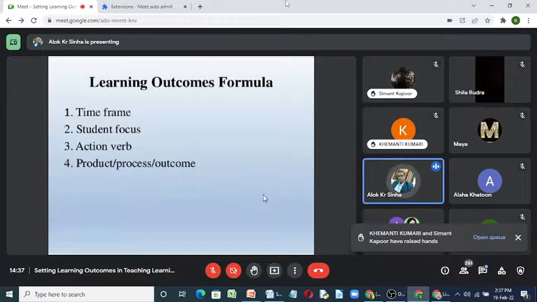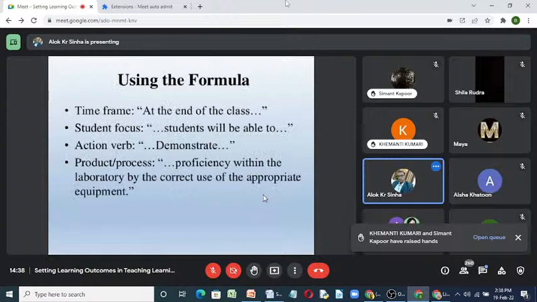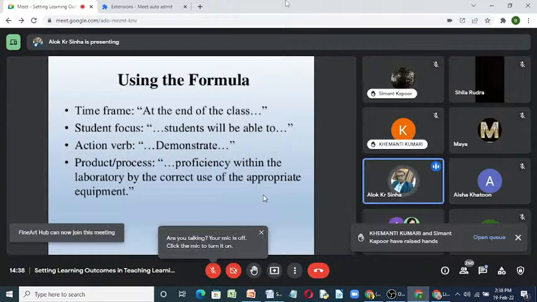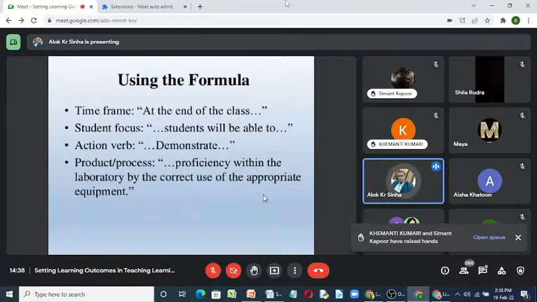Time frame: there must be time boundation. It must be student focused, and an action verb must be used. All the action verbs we will see in Bloom's taxonomy in a further slide, and we have also seen them previously. And fourth one, the final outcome or product process. So using the formula, time frame: at the end of the class, or at the end of the session, at the end of the 2nd period, 3rd period, it must be clarified. Student focused: students will be able to, after a course of action, it must be clear what students will be able to do.